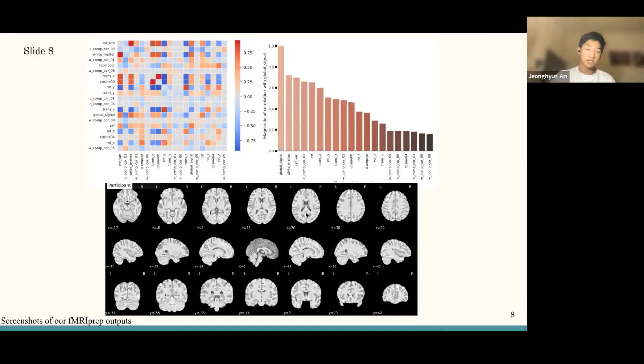And so you see here some of the outputs, or some of the preprocessing that fMRIprep does. On the top is basically the correlation between brain regions with the functional data and the magnitude of those correlations. And on the bottom, you can see the patient's brain mapped onto basically a template brain. So the actual shape of the brain is set, but the different drawings on it are from the patient.